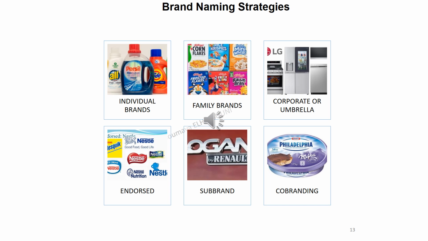Then we have what we call co-branding, which is very famous among companies. This is an approach where two brands collaborate to create one unique product. A great example would be Philadelphia cream cheese with the taste of Milka chocolate. Both brands leverage each other's strengths to reach a broader audience.